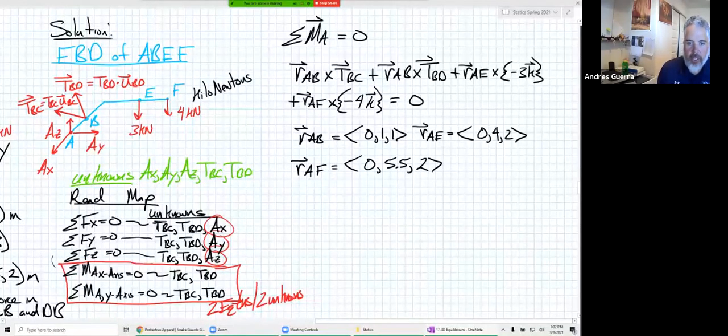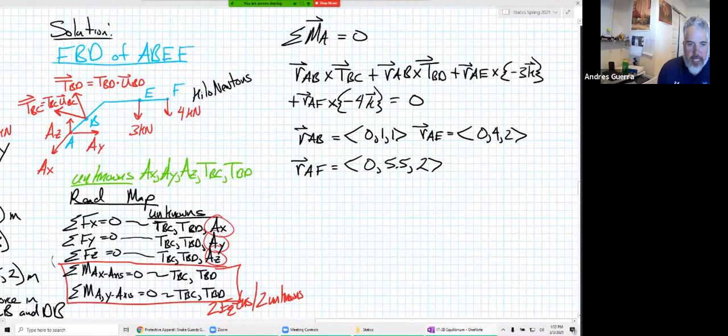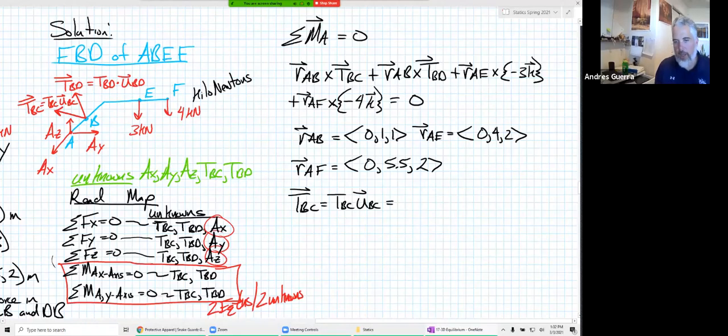Okay, and then the other thing I want to write out here is our TBC and TBD. And actually these are going to come in really handy. We can find TBC is going to be equal to the magnitude of BC times the unit vector from B to C. Well, we found the unit vector a bunch of different times, so I'm just going to go ahead and give us this information here.